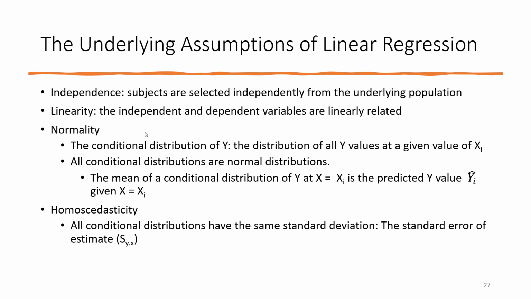Researchers must ensure independence during sample selection. Number 2, linearity. It's the requirement that there is a linear relationship between the independent and dependent variables. Number 3, normality. The interpretation of normality varies depending on the textbook.